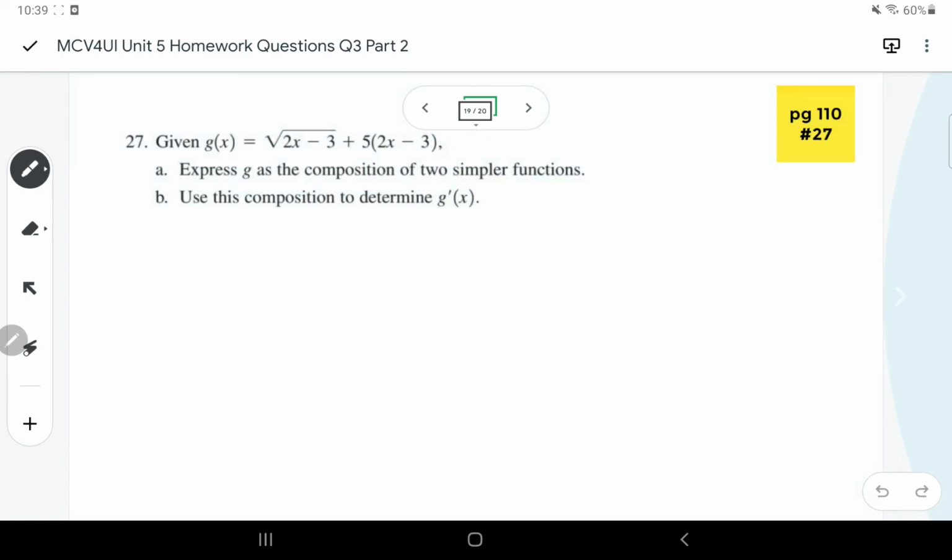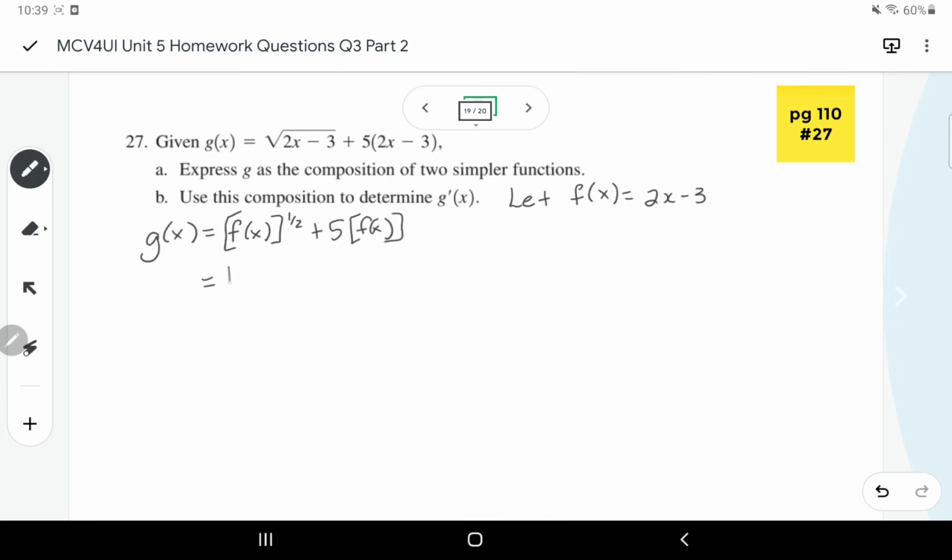Okay, this one, we want to write this as a composition of two smaller functions. So there's a few different ways to do this, and it's just trying to get you to recognize the chain rule and see how that can be applied here. I might say let f at x equal 2x minus 3. Then g at x would be f at x to the exponent 1/2 plus 5 f at x, right?